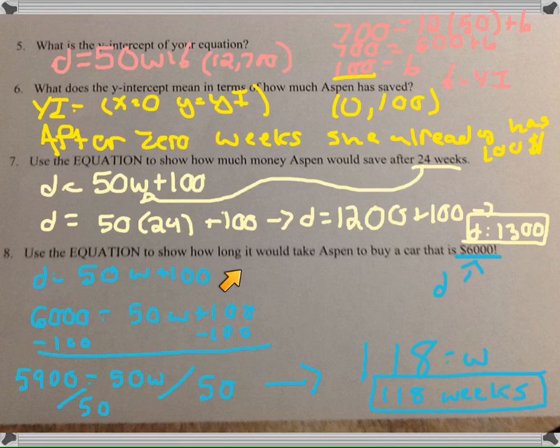This one asks us to use the equation to find how long it would take Aspen to buy a car that is $6,000. This time they give us the D variable, so we plug it in there instead, which gives us 6,000 equals 50W plus 100. I subtracted 100 from both sides, giving us 5,900 equals 50W, and then divided both sides by 50 to get 118 equals W. So it takes 118 weeks for Aspen to buy a car that is $6,000.